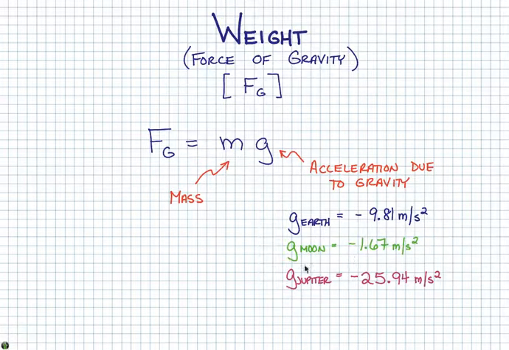Going the other way, if you were to go to Jupiter, which is extremely, extremely massive compared to both Earth and the moon, your mass would be pulled down at an acceleration of about negative 25.94, so roughly negative 26 meters per second squared. So you can therefore figure that your weight on Jupiter would be significantly more, a little over 2.5 times more than it would be on Earth. If you weighed 100 pounds on Earth, just by simply going to Jupiter, you would now weigh about 260 pounds.